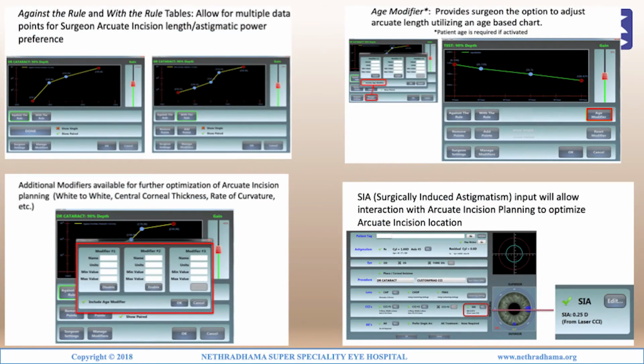So the LENSAR software also has many other advanced features using which you can further optimize your results. Such as it has the against-the-rule and with-the-rule tables, which allow for further optimization by increasing or decreasing the gains. It has the age modifier. It also has additional modifiers for white to white, central corneal thickness, radius of curvature, etc. And it also accounts for the surgically induced astigmatism. So if you use all these features, the results are going to be better, and you can further optimize the outcomes.